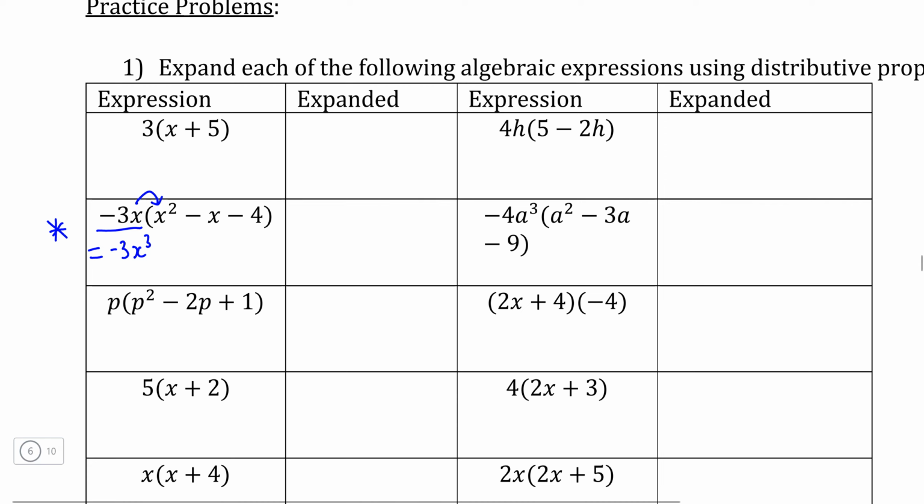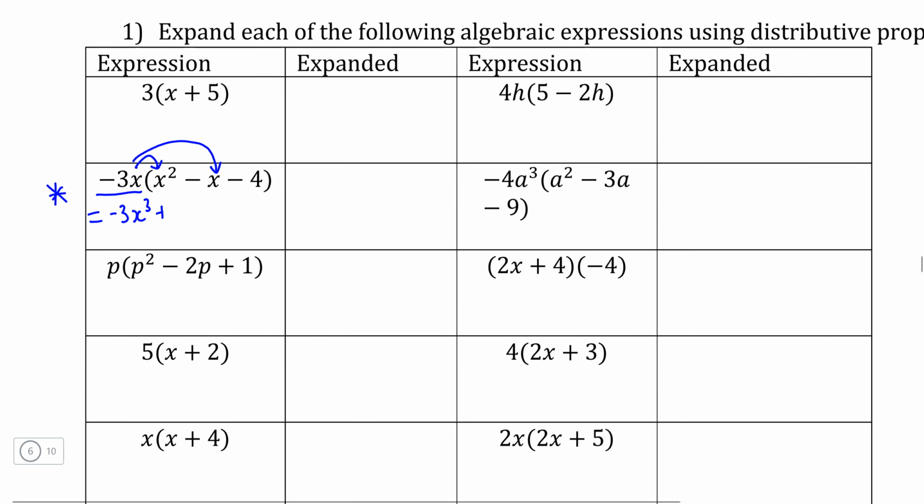Then we have negative 3x multiplied by the middle term, which is just negative x. Now, if we have two negative numbers that multiply together, that means that our overall coefficient is going to be positive. So negative 3 times negative 1, because there's an invisible coefficient of 1 here, is going to be positive 3, and then x times x. Remember that each of these x's has an invisible exponent of 1, and whenever we multiply exponents together, we add the exponents, so this will be x squared.